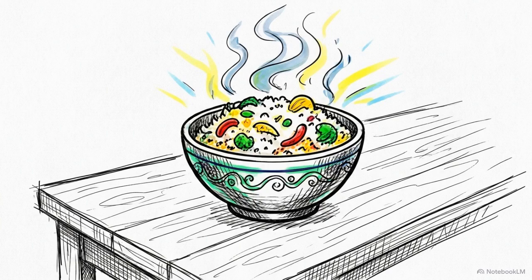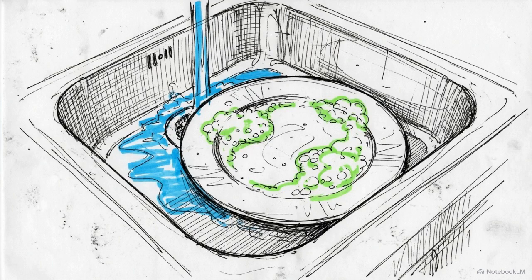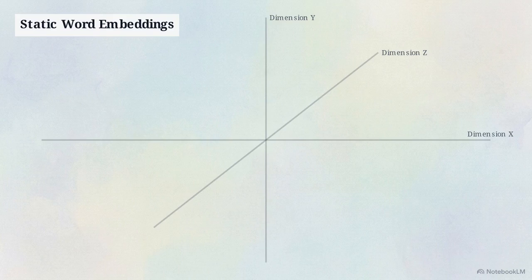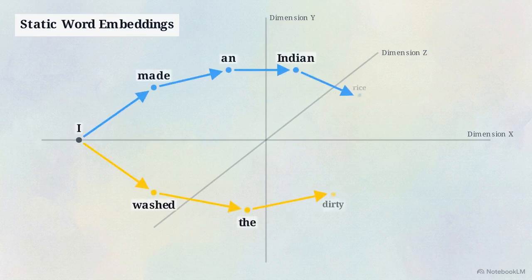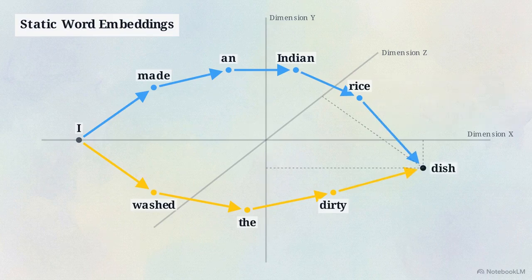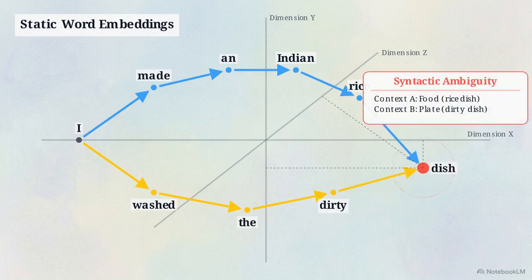Take the word dish. If you write, "I made an Indian rice dish," you are talking about food. If you write, "I washed the dirty dish," you are talking about a plate. Look at this 3D vector space. In a static embedding architecture, the token for dish is plotted at the exact same mathematical coordinate for both sentences. The model cannot resolve the syntactic ambiguity.